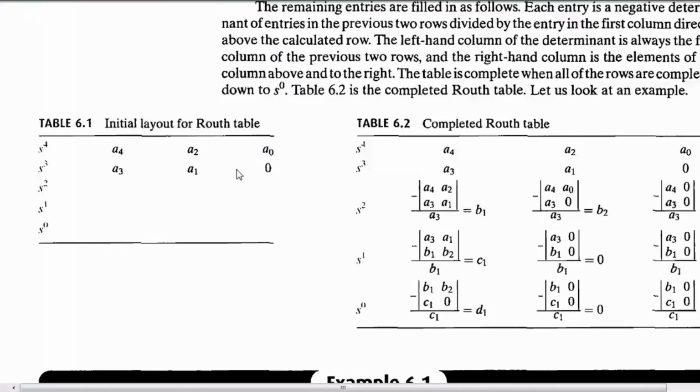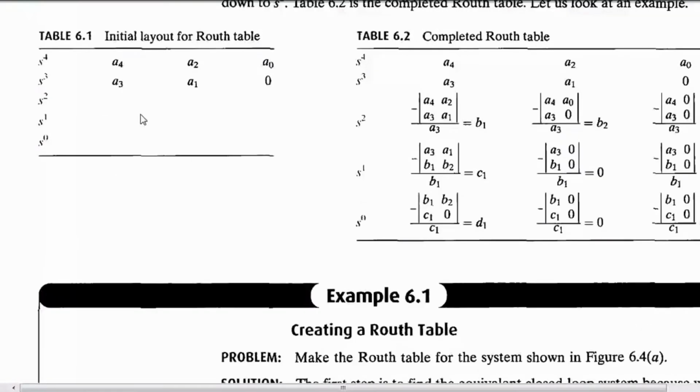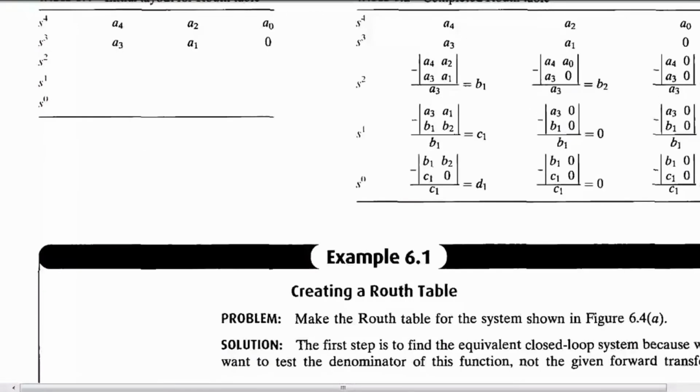So we'll write it down here is, we can say this is B1 and then B2 and then 0, and then S1, in S1 we say C1, 0 and then 0, and in S0 we say D1, 0 and 0. So this is the way you can complete your table. So this is the complete Routh table here, right? ये कहलाता है Routh-Hurwitz table.